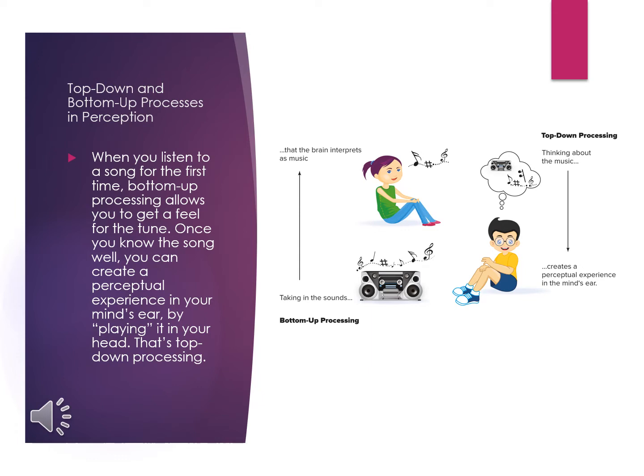You can see in our example here, the cartoon clip, we have bottom-up and top-down processing. The bottom-up, we are taking in the sounds from the music. Our brain is going to interpret this music. And top-down, we're going to think about the music first, and then we're going to create some type of perceptual experience in our mind's ear.